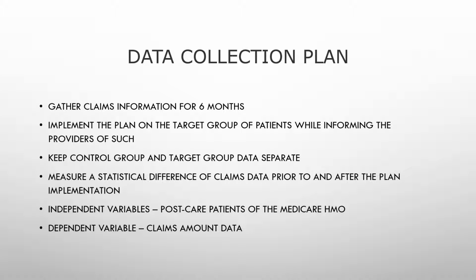Now, the parameters for statistical significance cannot be declared prior to the study, as Group A is an opt-in group, and researchers cannot know the number of opt-ins prior to the experiment. The independent variable is post-care patients in Maricopa County, and the dependent variable is claims amount data.